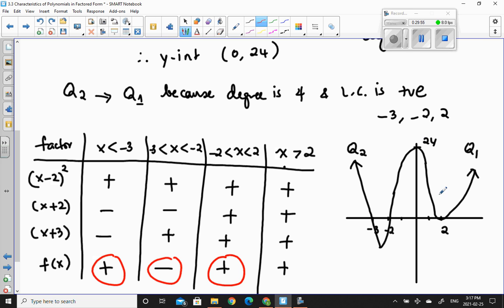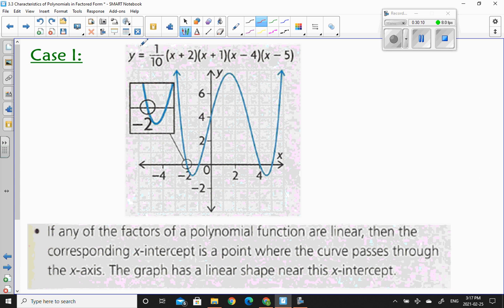So this part of the graph is all above the x-axis. And then after 2 also, they're all positive. So this part is also above the x-axis. So that's how we draw a sketch of the function. Okay. To summarize, let's say you have a function like this.